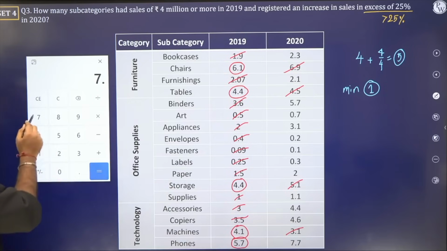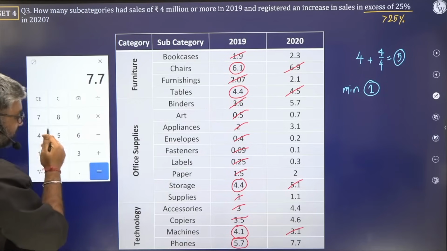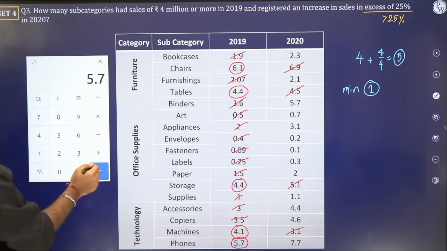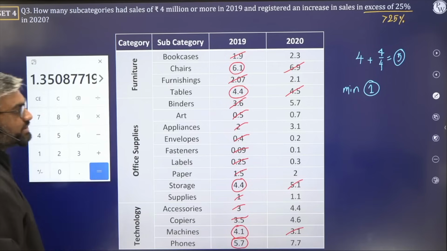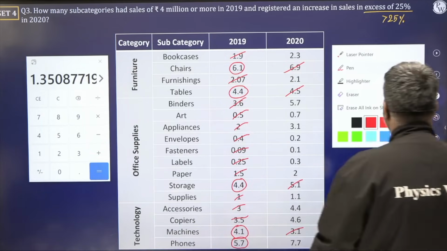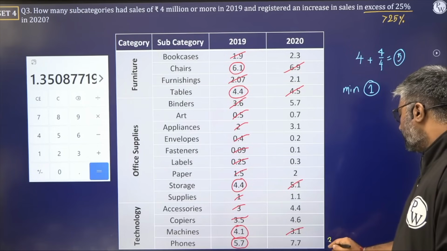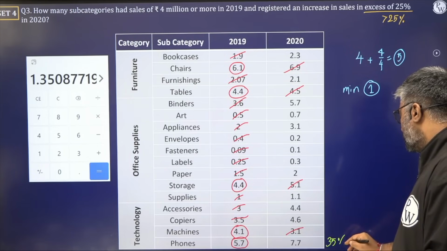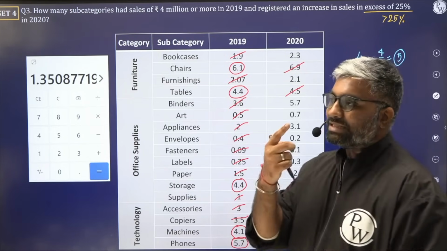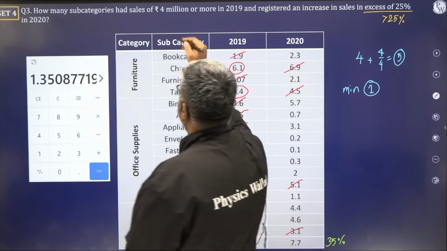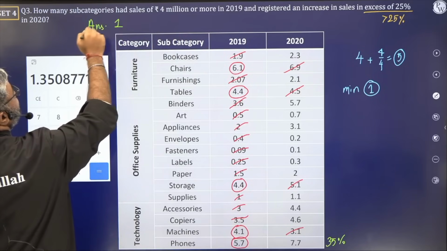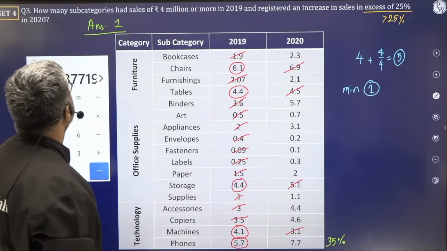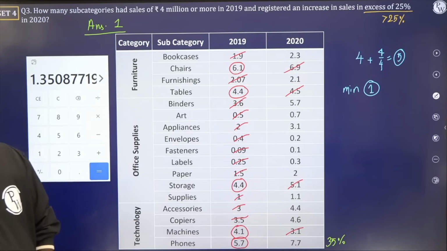So 7.7 compared to 5.7 is how much? 1.35. That's 35%. We only wanted 25, but we've gotten 35%, which is a good thing. That means the answer is just this one value. They're asking how many subcategories? Just one. Yes, just one. Done. Whew. So this is sorted.